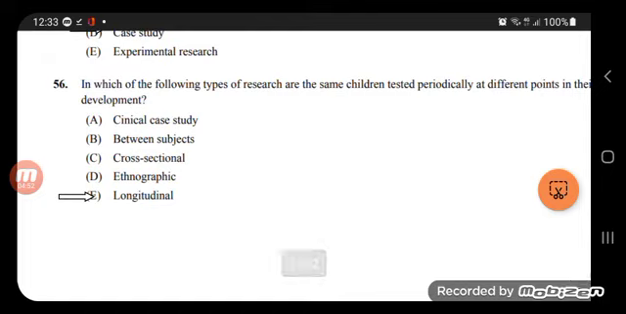56. In which of the following types of research are the same children tested periodically at different points of their development? Yes, this is longitudinal. Longitudinal, we follow the same group for many, many years to come.